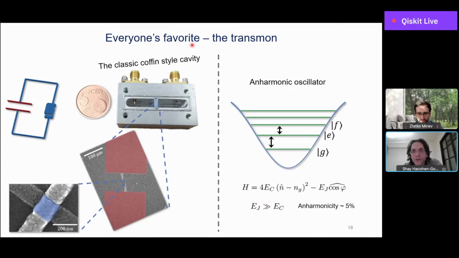And not only are we going with the Transmon, we're going with the classic coffin-style cavity. I hope coffin style doesn't mean that it dies at some point, but I really like this setup. It really has this historical stance. It really kind of broke the field in the coherence barriers there.